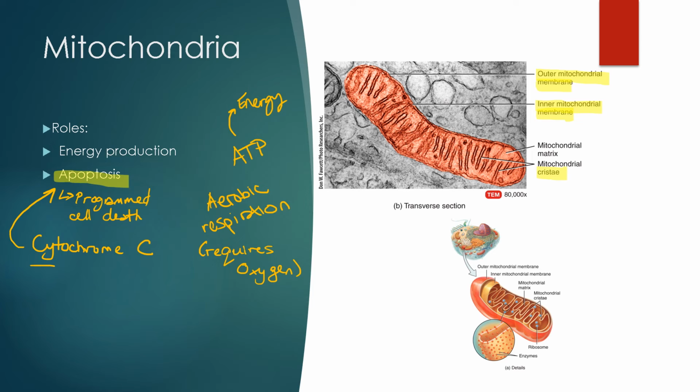Now, a cool thing about the mitochondria is that it has its own set of DNA. This is called mitochondrial DNA. And this is DNA that's completely separate from the nucleus. Now, genes from the nucleus, these are going to be inherited from both your father and your mother, but mitochondrial DNA is only inherited from your mother.